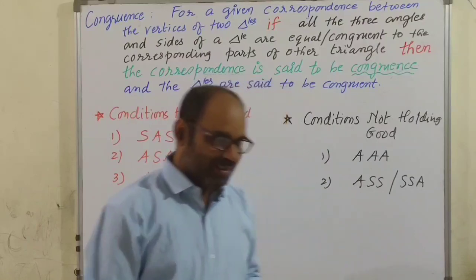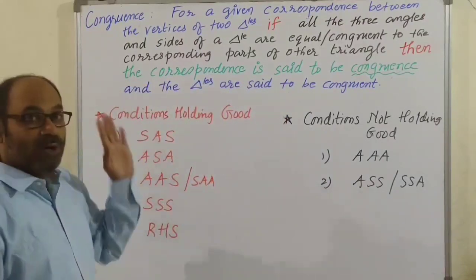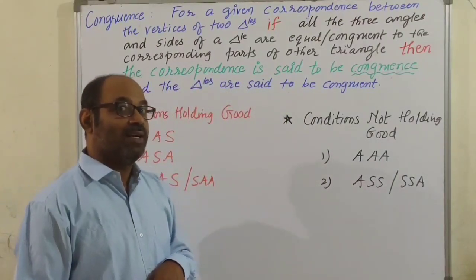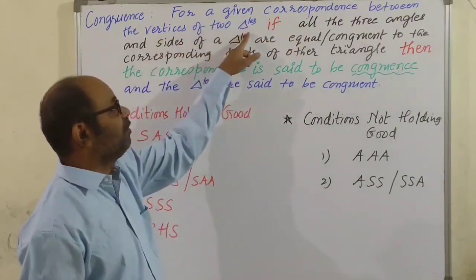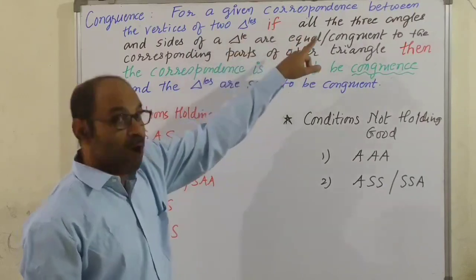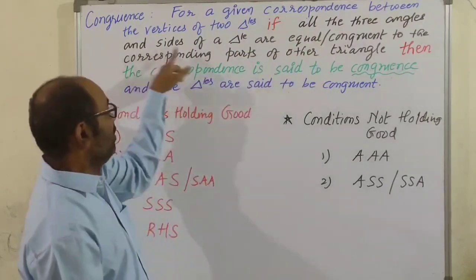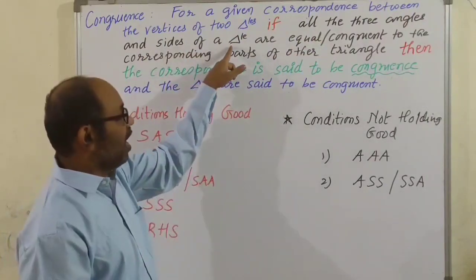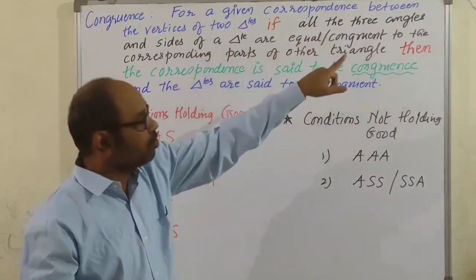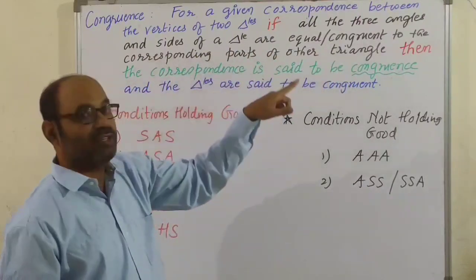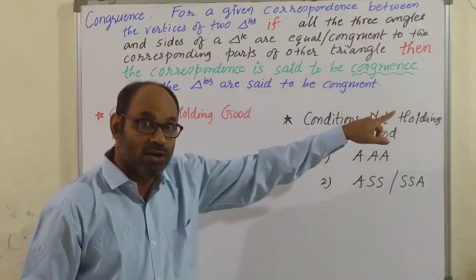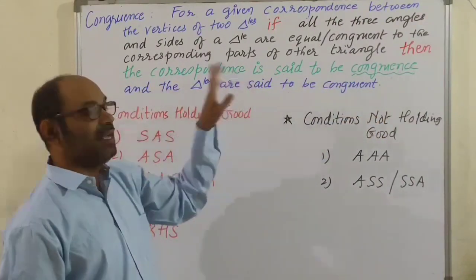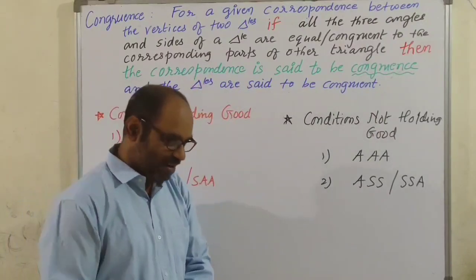Let's recall. What is the definition of congruent triangles? For a given correspondence between the vertices of two triangles, if all the 3 angles and 3 sides of a triangle are equal or congruent to the corresponding parts of the other triangle, then the correspondence is said to be congruent and the triangles are said to be congruent.